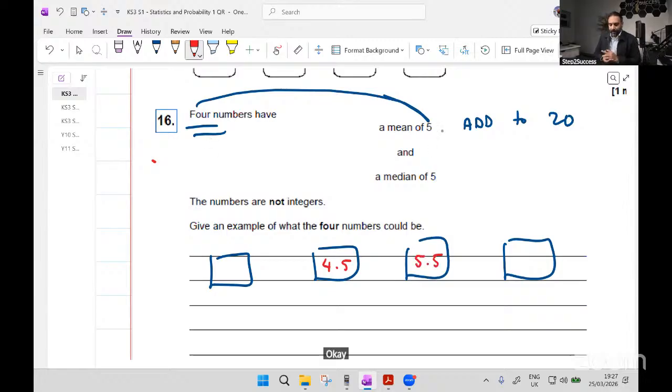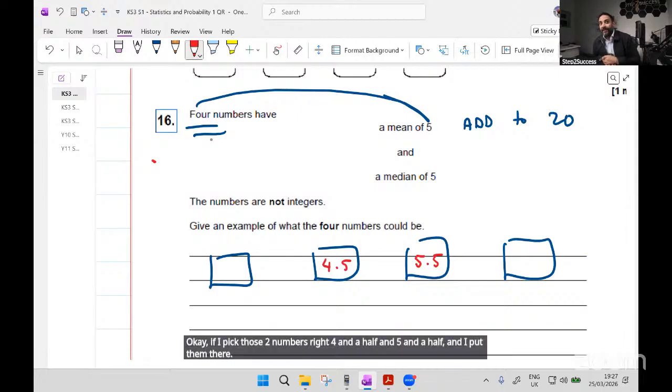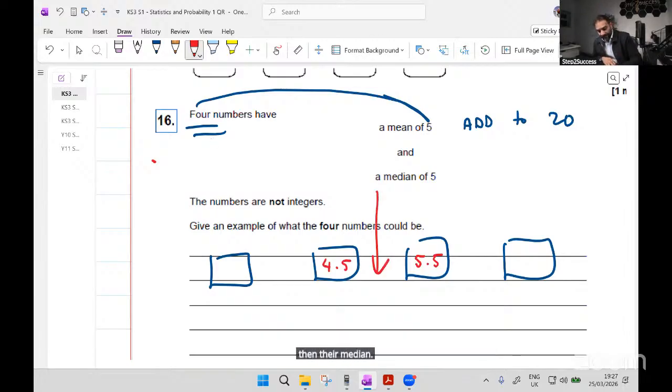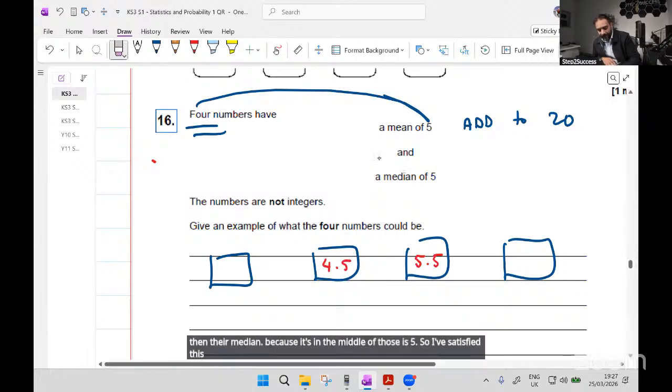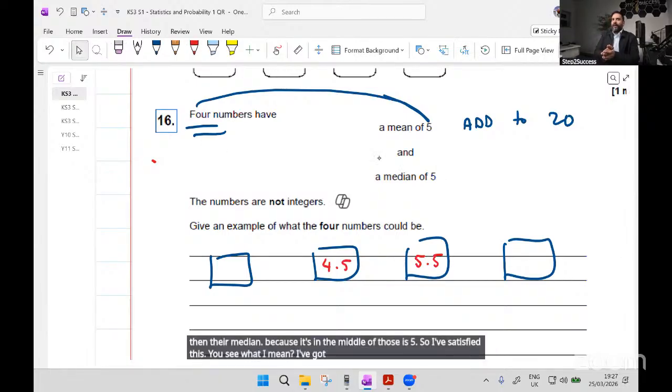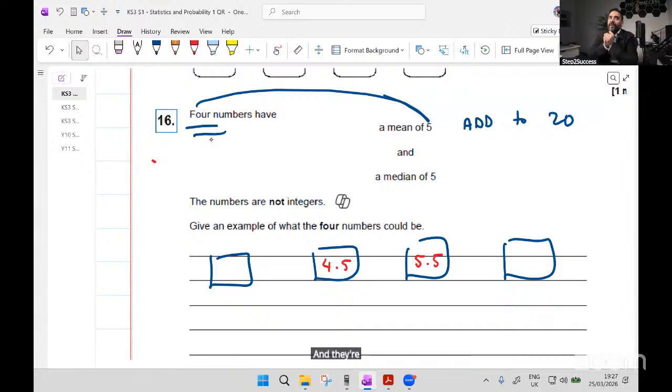Okay, if I pick those two numbers, right, 4.5 and 5.5, and I put them there, then their median, because it's in the middle of those, is 5. So I've satisfied this. Do you see what I mean? I've got a middle of 5. The middle of 4.5 and 5.5 is exactly 5, and they're not integers. Integers means they're not whole numbers.